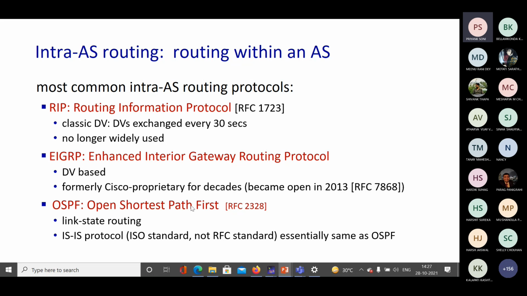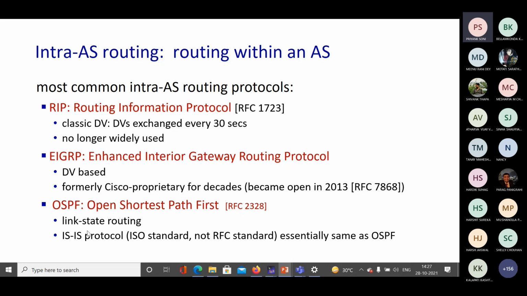Now, this is one of the important ones. We had started with this. If you see the contents, when we started this slide for intra-AS routing, we said that we will check OSPF. And OSPF is nothing but Open Shortest Path First, and the corresponding RFC is 2328. OSPF uses a link state routing protocol. It is also known as the IS-IS protocol.